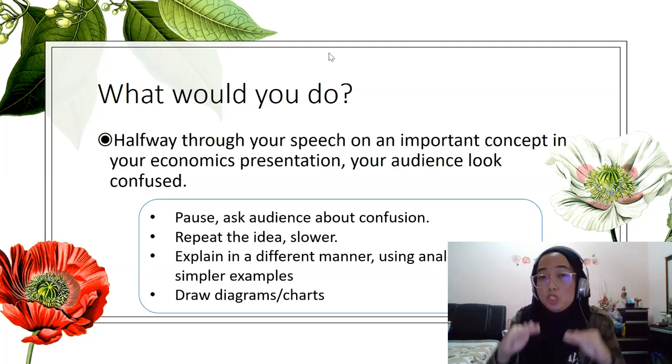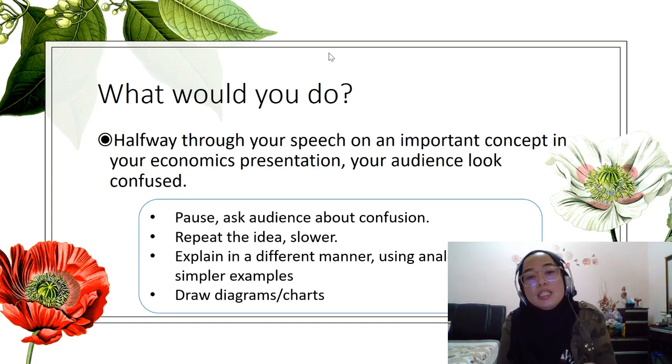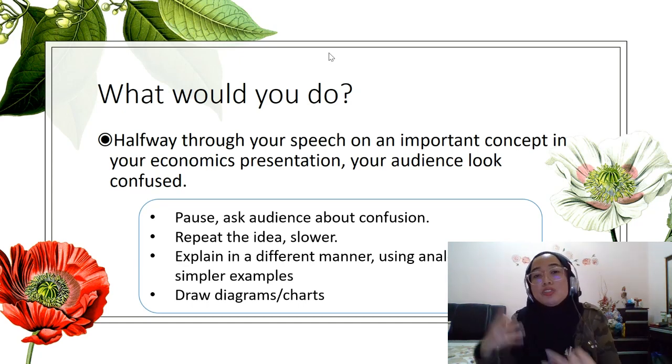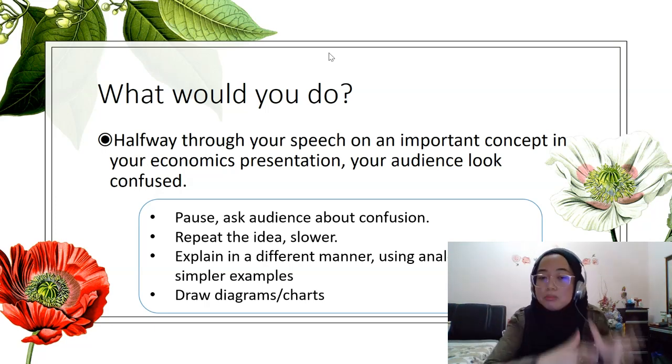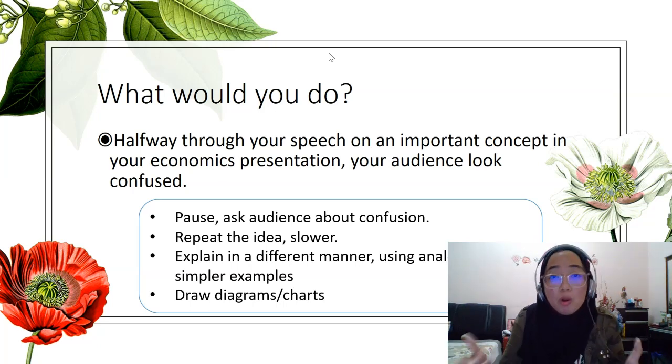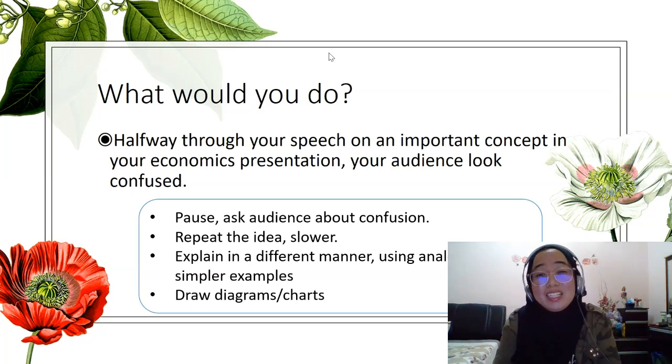Secondly, you might want to try to repeat the idea again, but this time make it a bit slower, because sometimes when you talk, maybe the pace is too fast. You might want to slow things down a bit. Thirdly, try to explain in a different manner. At this time, you might want to use simpler examples. Or if it helps, you might want to take the marker pens and use the whiteboard to draw some diagrams. Or if you have a laptop, use your PowerPoint with charts, diagrams and pictures to make it easier for your audience to understand your topic.